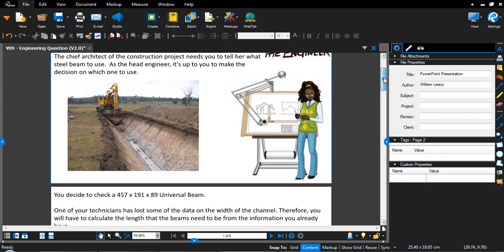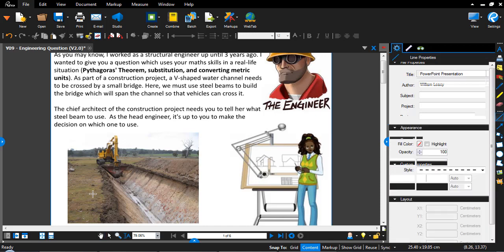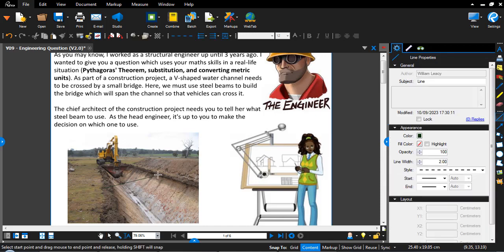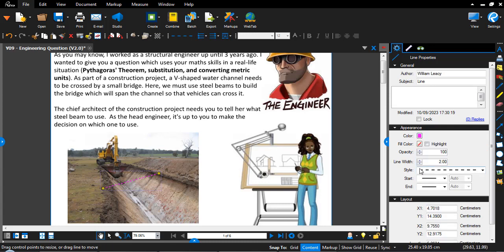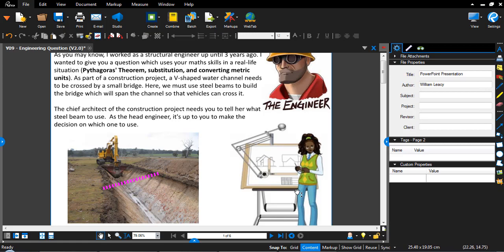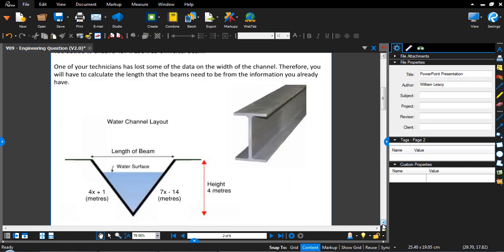Okay, so we have this set up. There's a V-shaped channel with water going through it, and we need to build a bridge across it. So it's going from here across to there. You can't really see it in that color here. So we're going to have to build a bridge across there. That's what we need to do. Okay, so we got that. These are dimensions that I gave you.